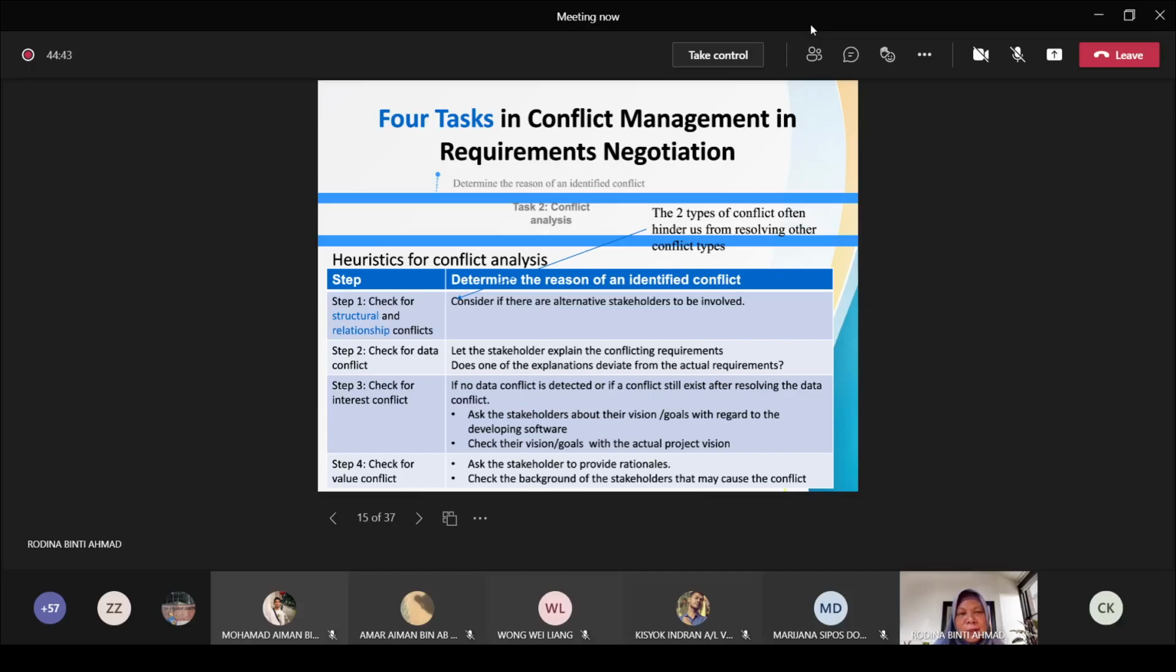And of course, most of the time, if you say that there is no data conflict and no interest conflict, then most likely they will be facing value conflicts. So you can ask your stakeholders to provide the rationales, and maybe you might need to identify what kind of background the stakeholders come from.